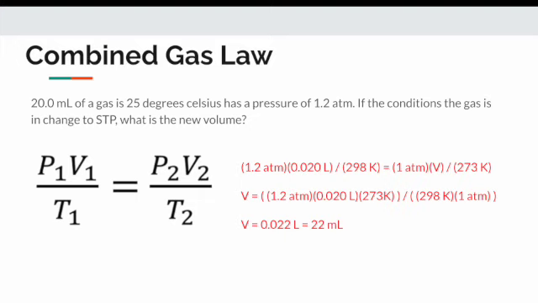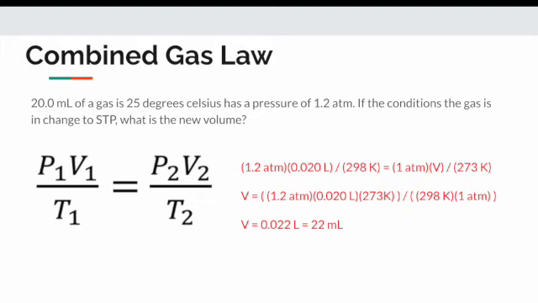Let's see, you have the first pressure that is given, which is 1.2 atm. You have a volume of 20 milliliters. This converts to 0.02 liters. And your temperature is 298 Kelvin, because 273 plus 25 degrees Celsius becomes the value in Kelvin. And this is all the conditions of this gas before the stress is applied.